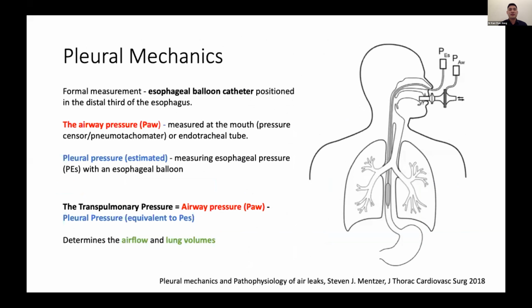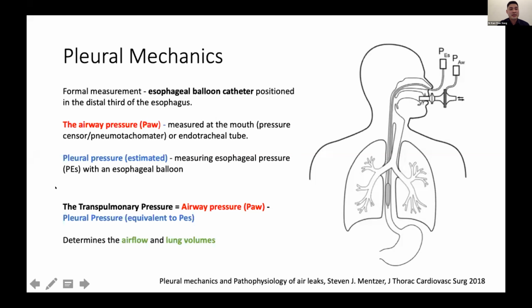Okay, now at the end of the presentation, I will talk a little bit about pleural mechanics. This is what we measure in the respiratory lab. Formal measurement of the pleural pressure, of course, is impossible. What we can do to simulate it is insert an esophageal balloon catheter into the distal third of the esophagus. That pressure is an estimated pleural pressure. At the same time, the mouth will be connected to a pressure sensor, or in intubated patients, the endotracheal tube will be connected to the pressure sensor. There is your airway pressure.